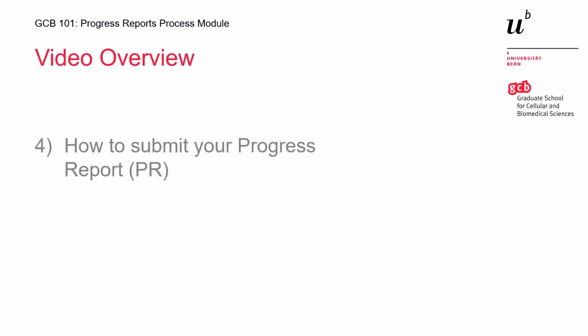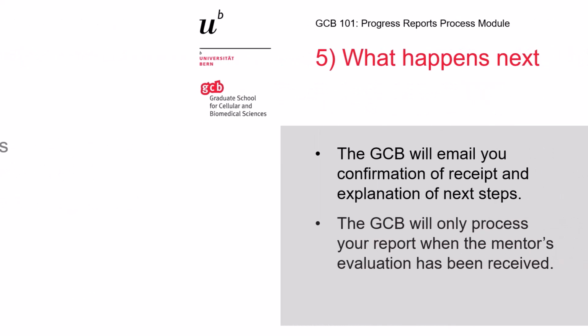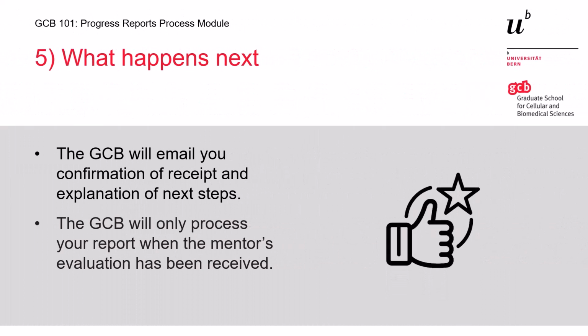Step 5. After submission. Once received, the GCB will send you confirmation of receipt and an explanation of the next steps. The GCB will only process your report when the mentor's evaluation has been received. This ensures that all information is available when processing. Your mentor will evaluate your progress report and send the evaluation to the GCB.